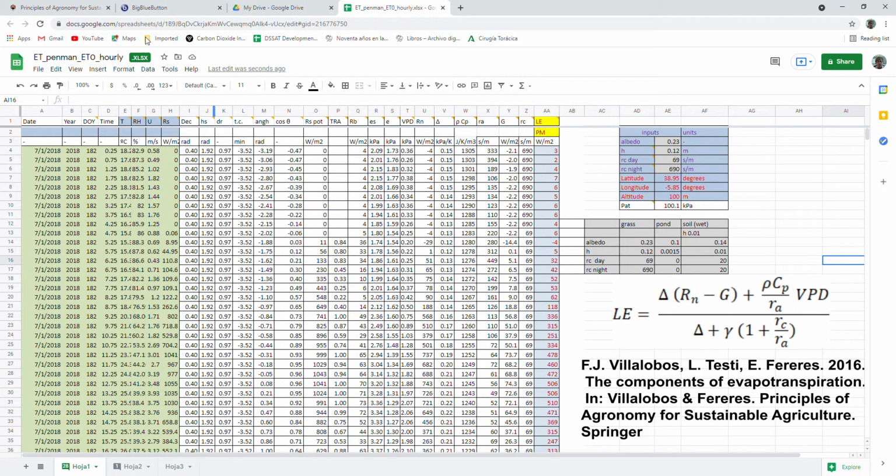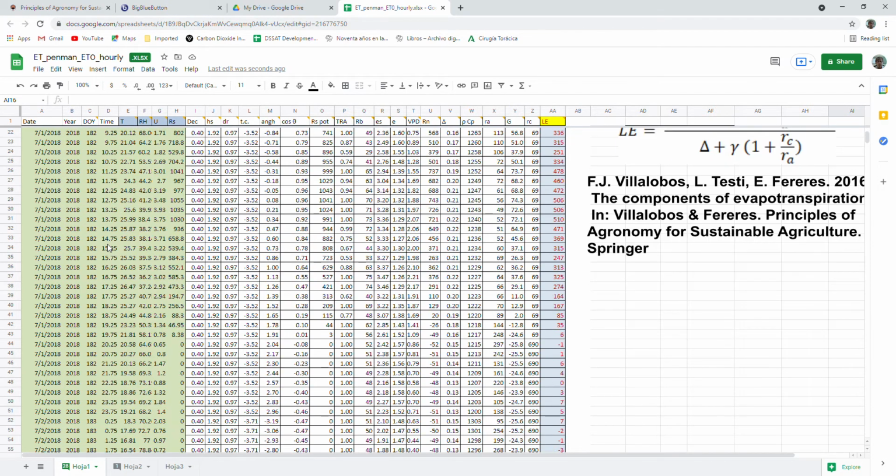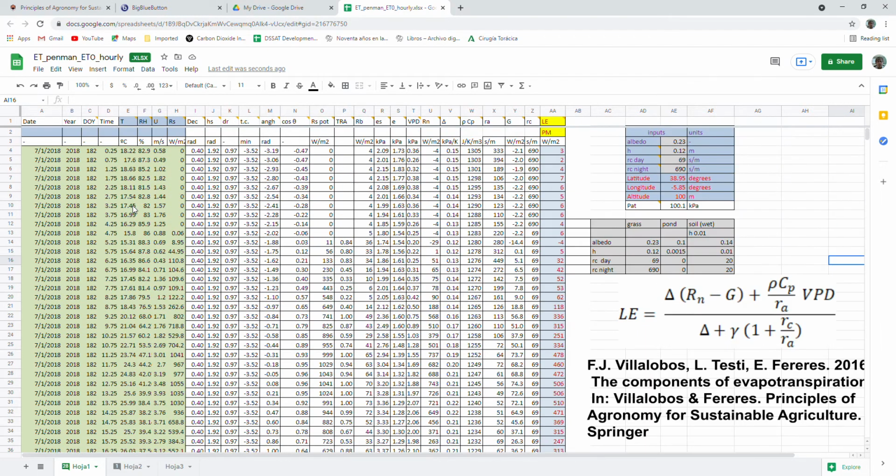With this spreadsheet, we can calculate evapotranspiration using the Penman-Monteith equation with hourly weather data from a weather station. Here we have data from a location in southern Spain in 2018, and we have values for each half hour period. So we have a total of 48 values per day. The weather station is recording air temperature, relative humidity, wind speed at a given height, and solar radiation.